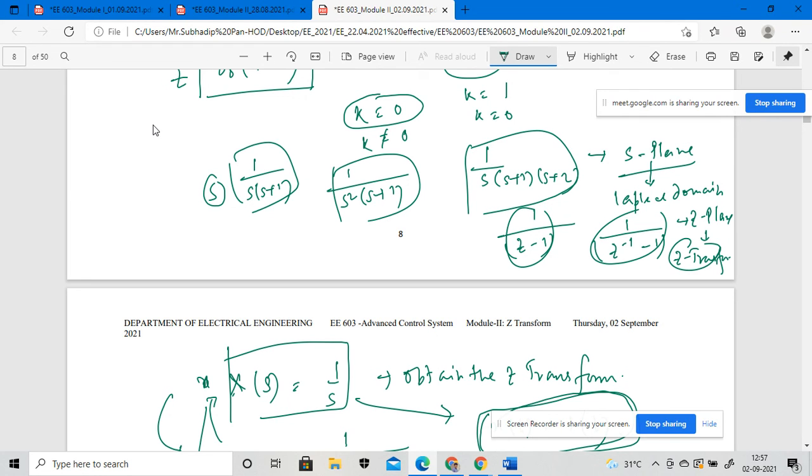Right? So this is actually the difference. Both are the same, both are mathematical tools for analysis and for designing the control model. Okay, but there is some difference. We do the Laplace transformation in the S plane and we do the Z transformation in the Z plane. That is the difference.